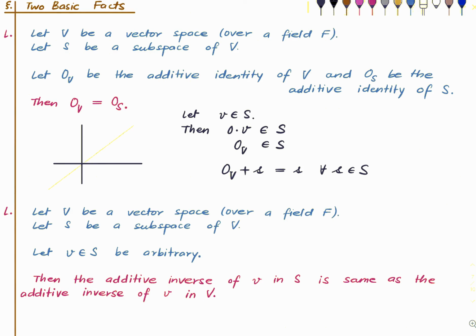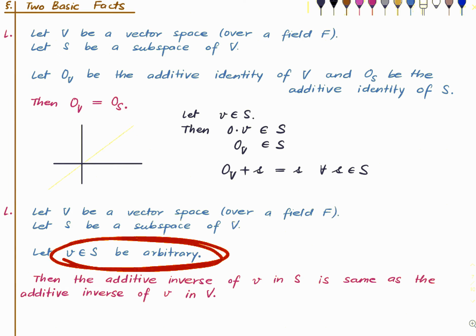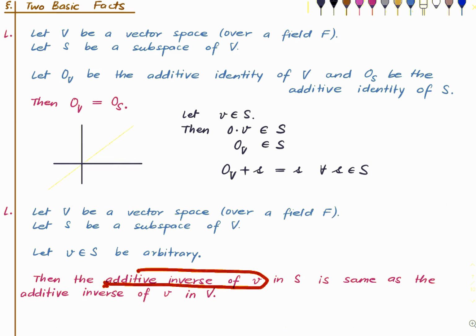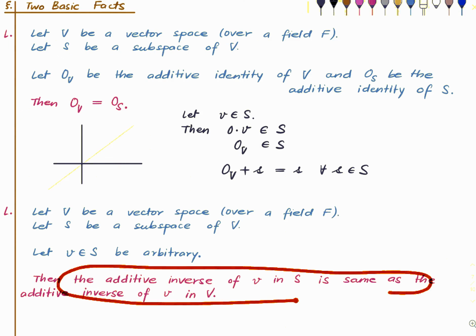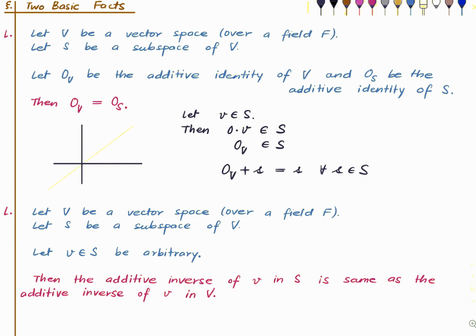A similar comment: fix a vector space over some base field F and a subspace S of V, and fix some arbitrary vector v in the subspace. Then the additive inverse of v in S. Again, S is a vector space in its own right. So one can talk about the additive inverse of the vector in S or the additive inverse of the vector in the parent space. They are the same thing. And I leave the proof to you. Just like here, the proof is going to be very, very simple.